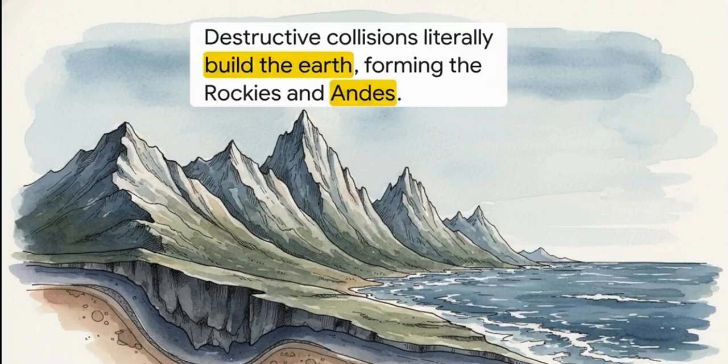But here's the really interesting takeaway. While we call these boundaries destructive, they literally build some of the most dramatic features of our Earth. For instance, the subduction of the Pacific Plate beneath the American Plate is the exact massive force responsible for pushing up the majestic western coastal margins of North and South America. It's the reason we have monumental mountain ranges like the Rockies and the Andes.